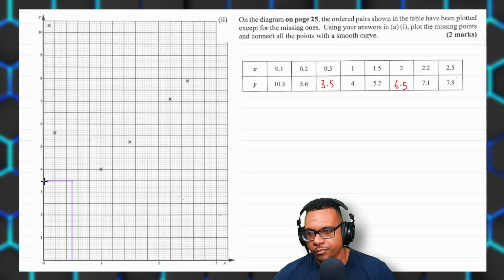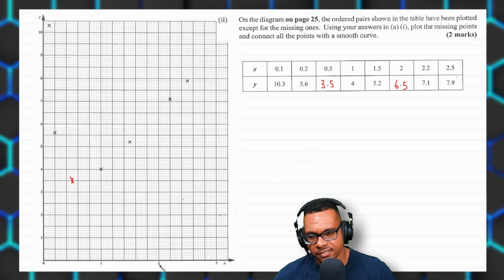So we come in here with 3.5 and line that up with 0.5 on the x. So 0.5 on the x is 2.5 blocks, 1, 2, 1.5 right here, go all the way up to 3.5, which is right here. And that's our point. Next, we'll map 2 on the x with 6.5 on the y.